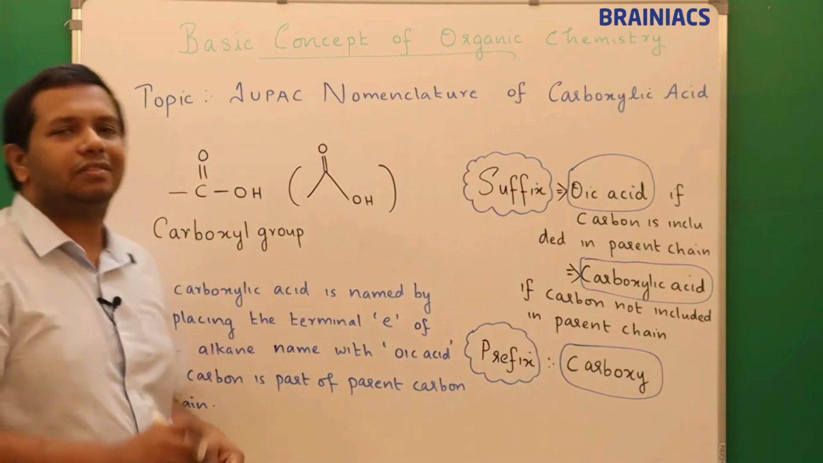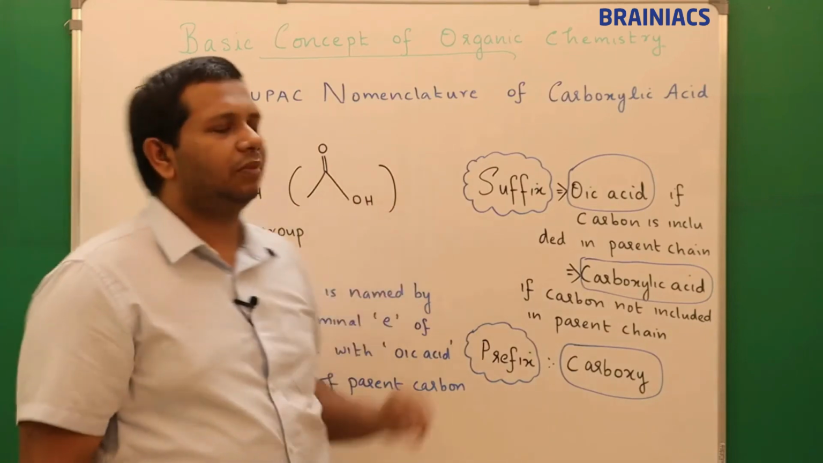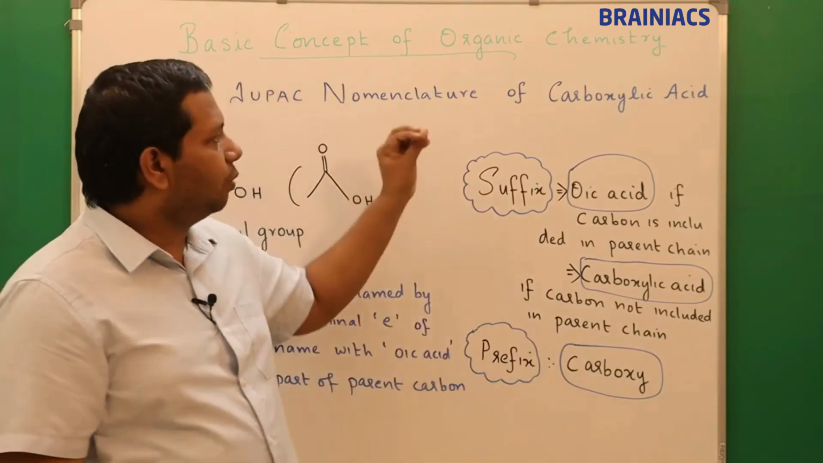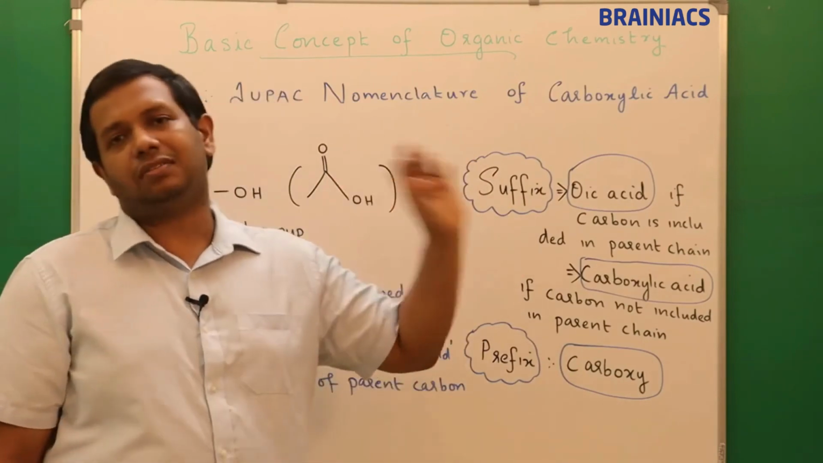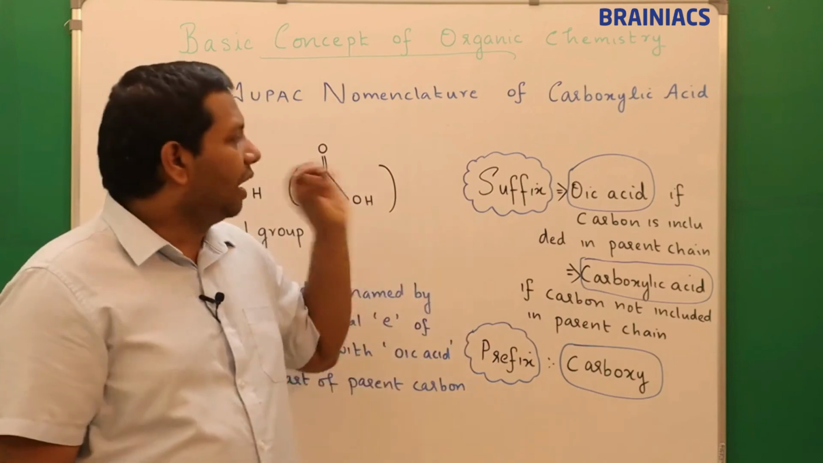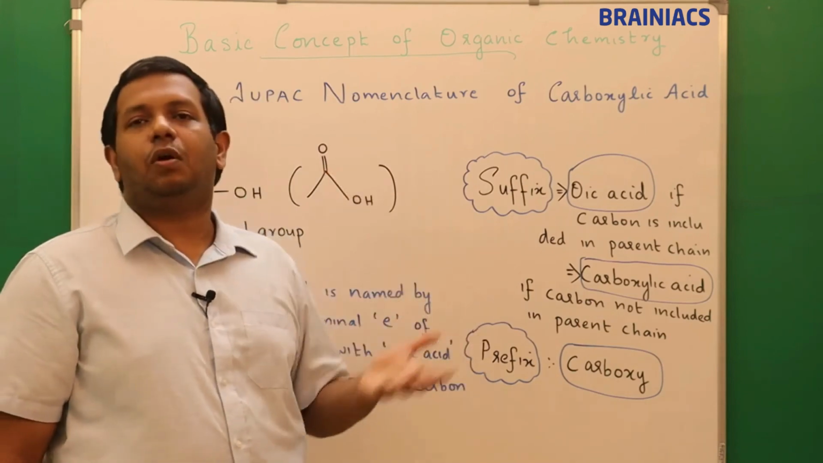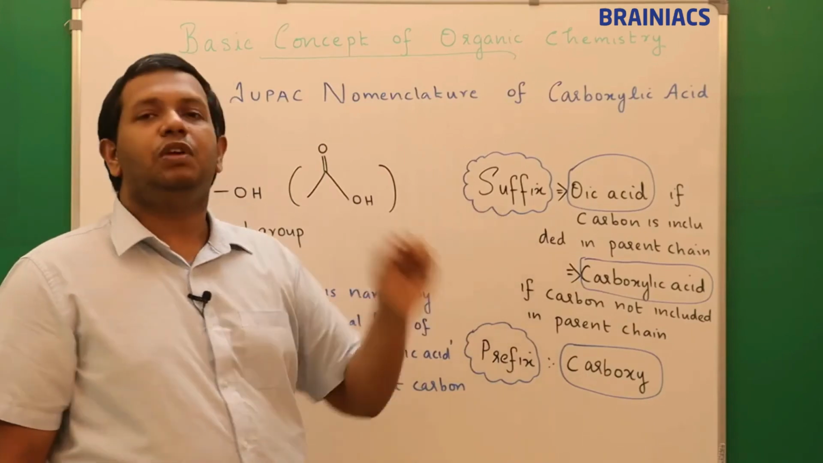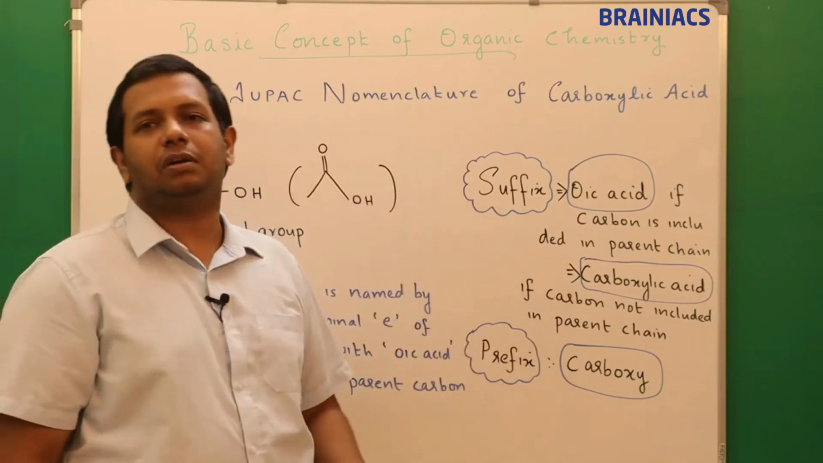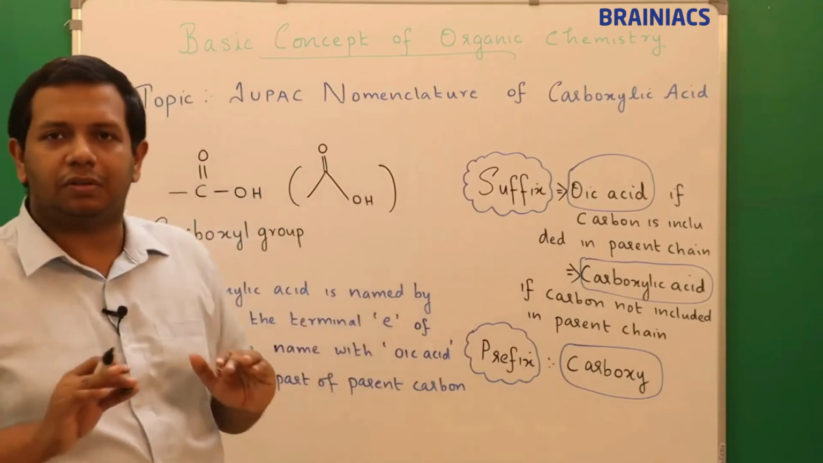Now what is a suffix? What do you mean by suffix? We know that whenever a carboxylic acid group is present in a compound, it has the highest priority, right? So in that case there is something called a secondary suffix. So as part of that suffix we add one particular term to indicate that it is a carboxylic acid.